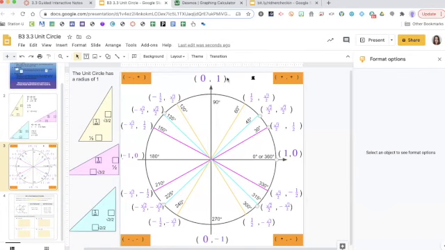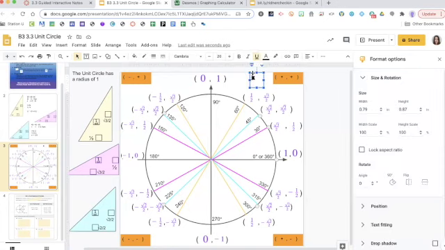1/6. So the radian here is pi over 6. Okay. So that is the radian of the pink. So a radian is just another way to measure it.